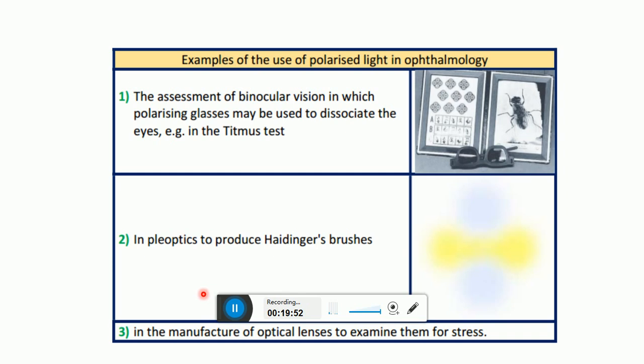Other examples of the use of polarized light in ophthalmology are, first, the assessment of binocular vision, in which polarizing glasses may be used to dissociate the eyes, for example in the Titmus test. Second, in pleoptics to produce Haidinger's brushes. Haidinger's brushes are the entoptic projection of the Henle fiber layer in polarized blue light. The third is in the manufacture of optical lenses to examine them for stress.